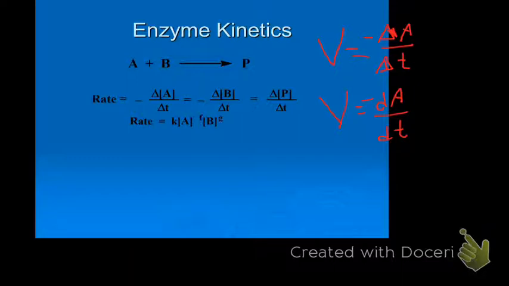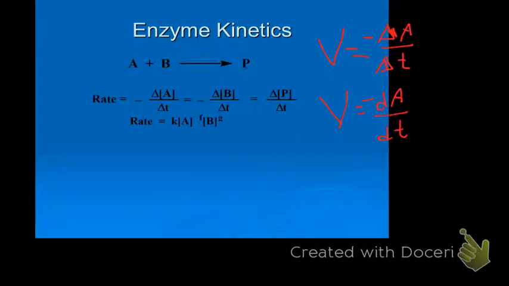B, the rate. Since it's a coefficient of 1 to 1, now if it was a coefficient of 1 to 2, then B would be disappearing twice as fast, right? Because for every 1 A, 2 B's would be disappearing. Or if it was 1 to 3, then for every 1 A that disappears, 3 B's would disappear. But product is appearing, so that's why it's going to be positive. It's a positive change.